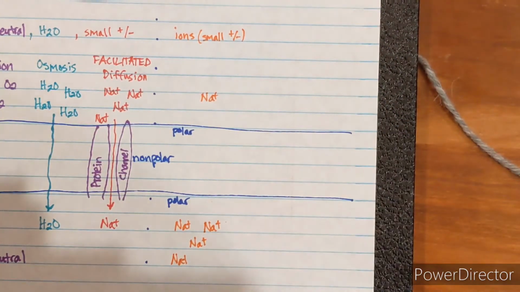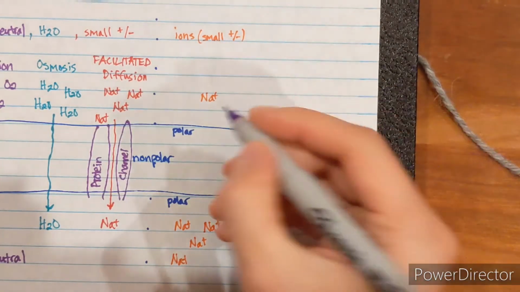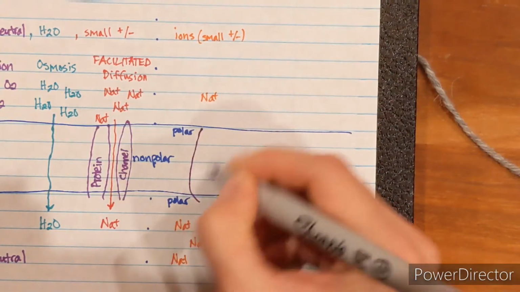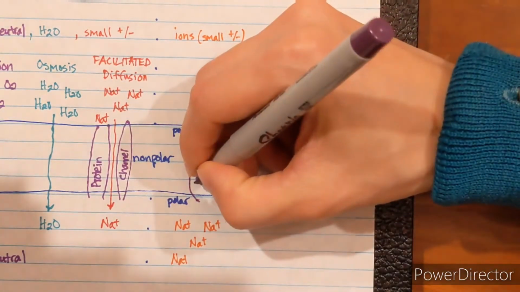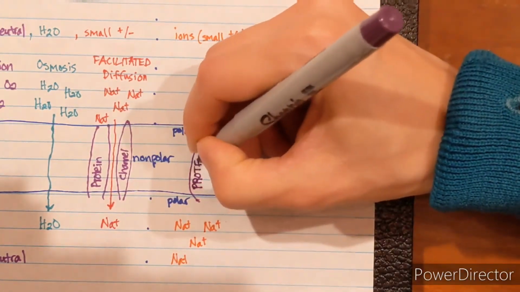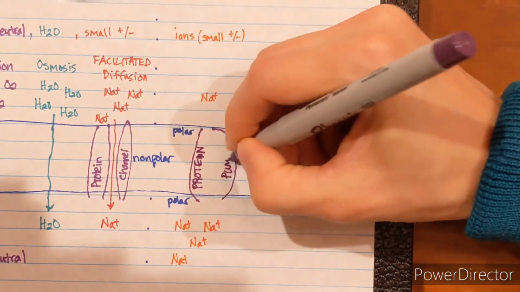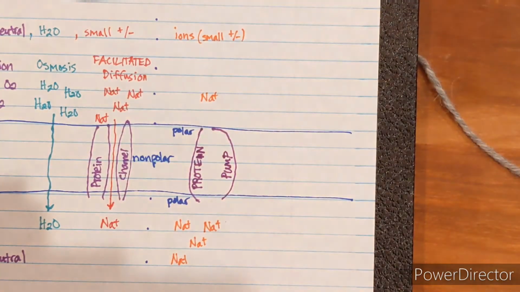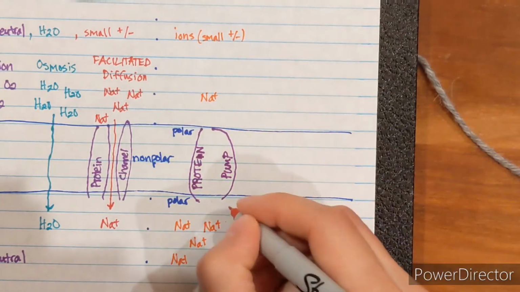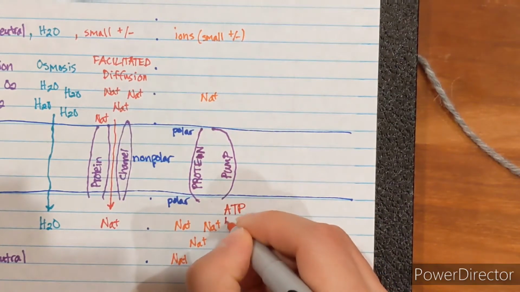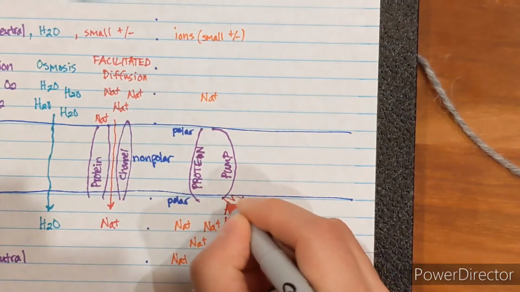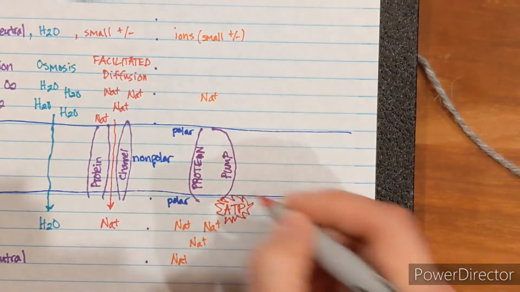We had two molecules that helped us out with this. One was the protein pump. Maybe we'll draw him kind of like this. Just like a bicycle pump, he's going to push molecules from one end to the other with the help of a little friendly molecule called ATP. We're going to learn all about ATP in just a couple weeks. Just think of him as the energy molecule of the cell.